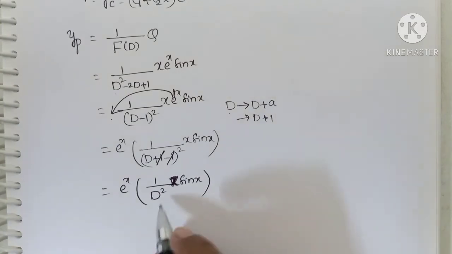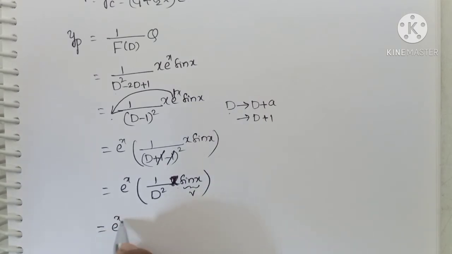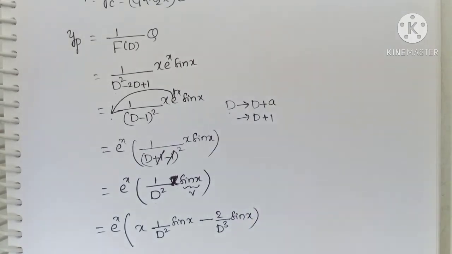Now this is in the form of 1 by f of d into xv. This is v. Now we proceed with the same procedure. x into 1 by f of d into v, minus f dash d by f of d whole square into v. 1 by d square, derivative is minus 2 by d cube, into v. Here v is sin x.